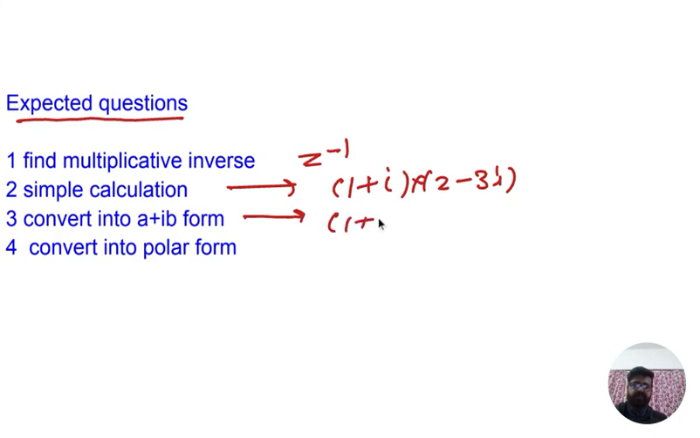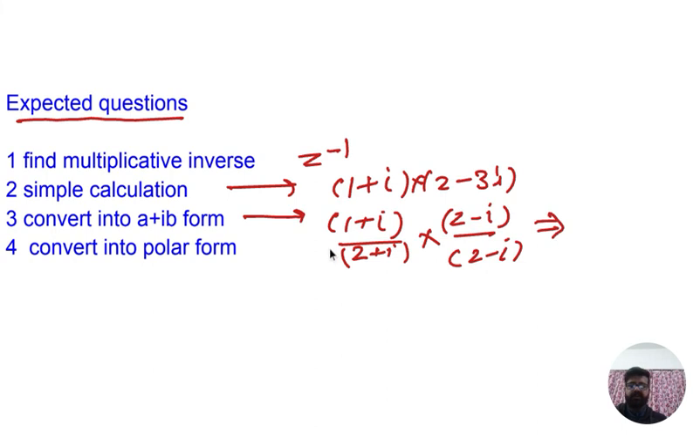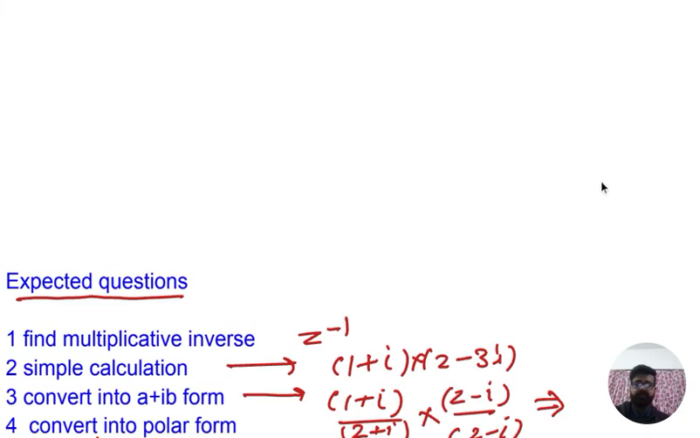Suppose there is 1 plus i over 2 plus i. So what you will do, you will multiply with the conjugate of the denominator, that is 2 minus i over 2 minus i, and you will solve this and convert it into a plus ib form. And the last is, he can ask you to convert this into polar representation or polar form.